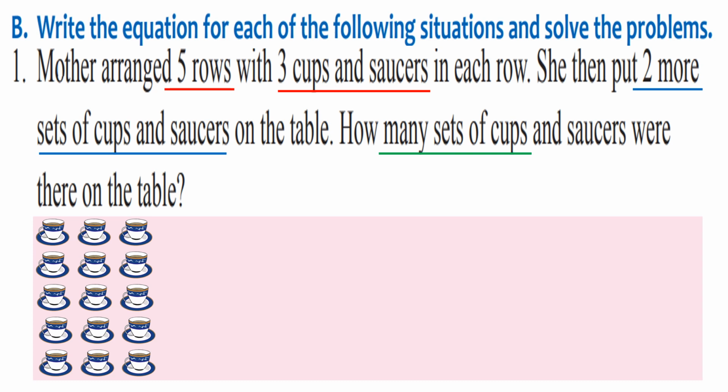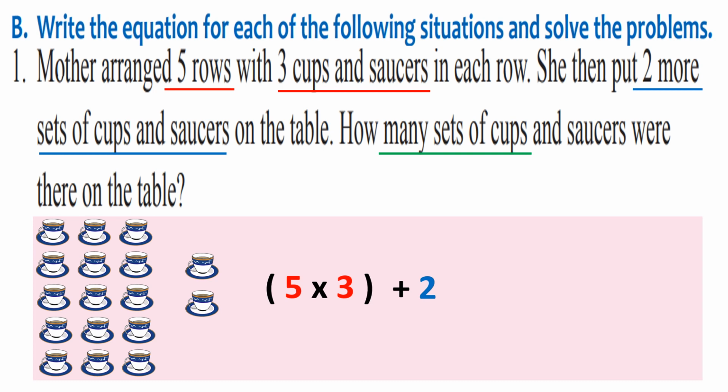Then she put 2 more sets. Okay, this is 2 sets of cups and saucers. Then how to solve how many sets of cups and saucers? Then you do like this: 5 rows times 3 cups and saucers sets, and then you add 2 more sets of cups and saucers. Okay, what is your answer for this?